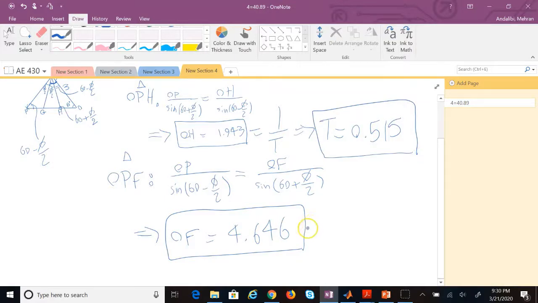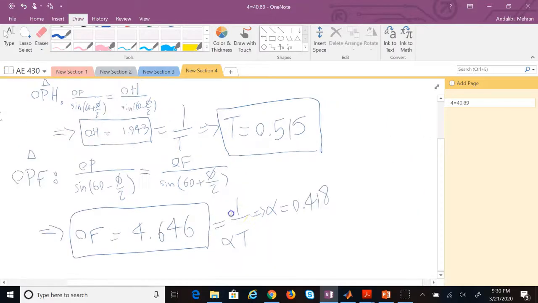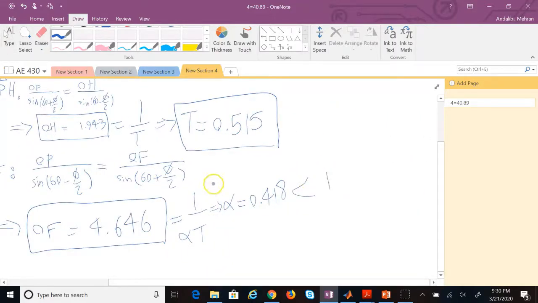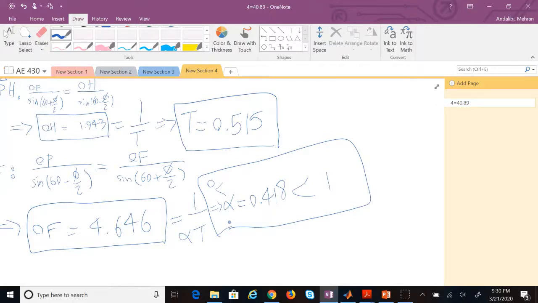And then since this is equal to 1 over alpha T, and since I have T, from here I can solve for alpha, and I'm going to get 0.418. Okay, and this is right. As you can see, this is less than 1 and bigger than 0. So if you ever find a number bigger than 1 here, then there is some calculation error somewhere. So there we go. I found alpha and T, and this alpha is probably the biggest alpha per method that I could find.